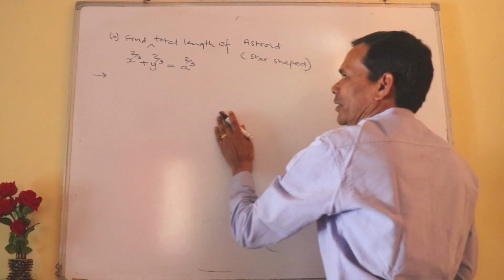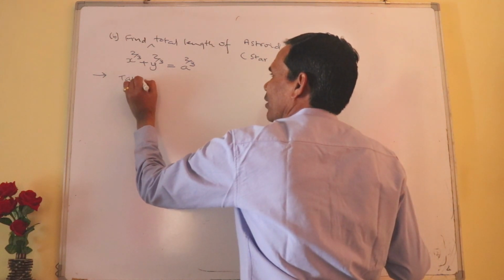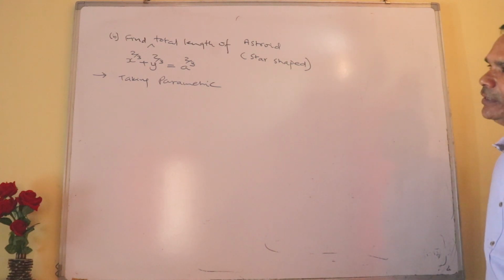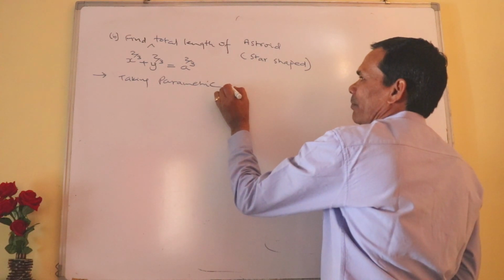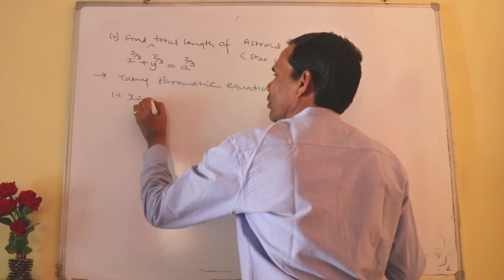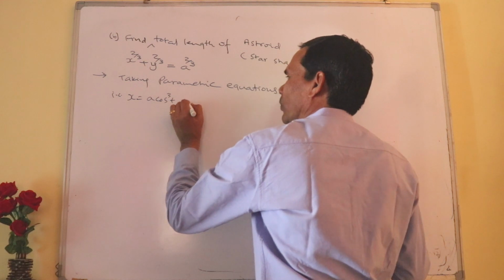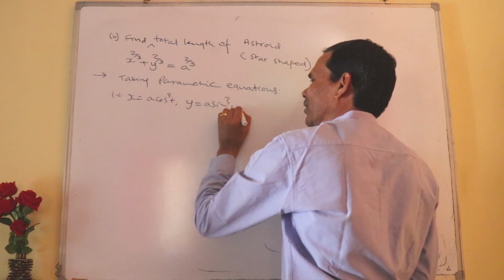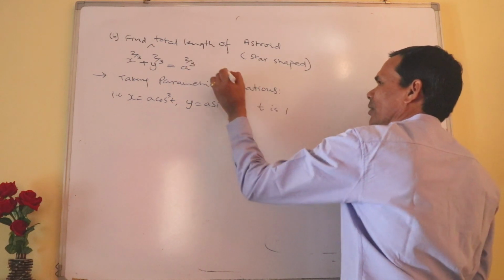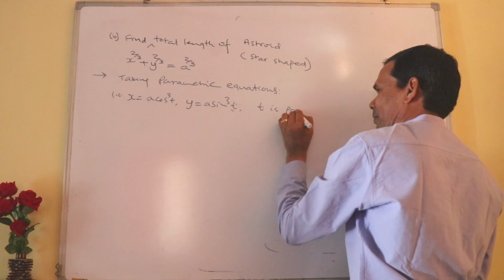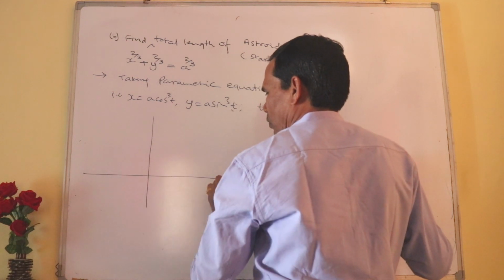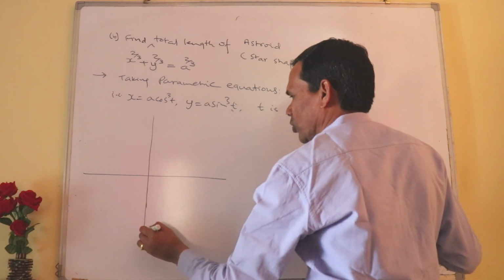So if you observe this curve, we take parametric equations for this curve. Parametric means that for that parameter the equation must be satisfied. Parametric equations are x is equal to a cos cube t, y is equal to a sin cube t, or theta, you can take t, where t is the parameter by which this equation is satisfied. And the shape of this particular curve is such that for x is equal to 0, y is equal to a, and for y is equal to 0, x is equal to a.